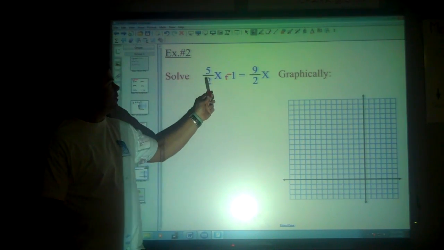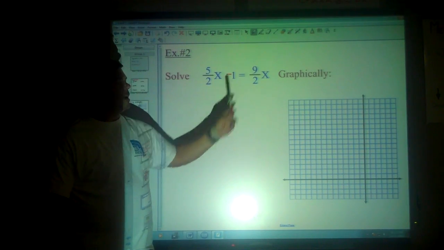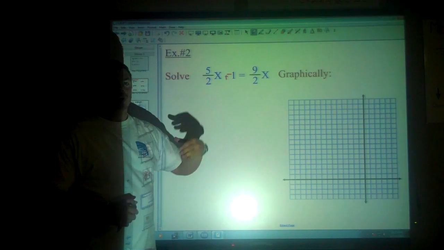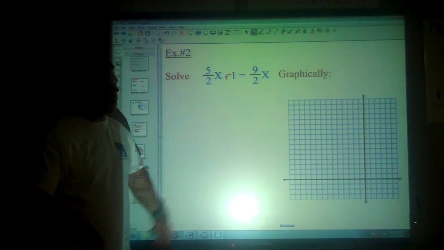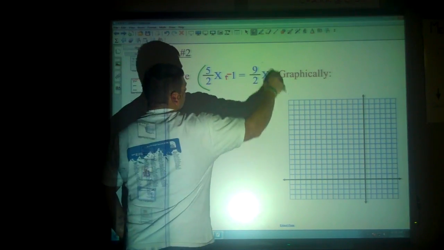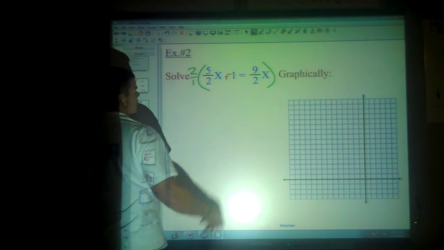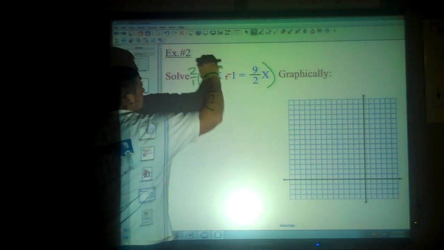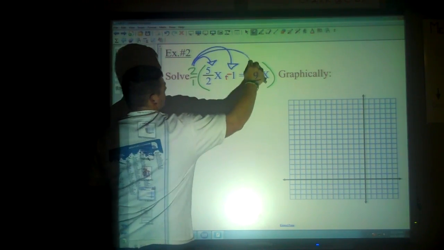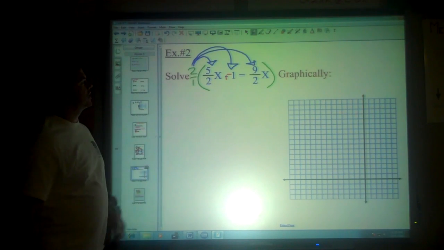Now, what's interesting is these both have 2's. Common denominator. If I want to get rid of a denominator, I'm going to multiply the entire equation by a common denominator. What's more common for 2 and 2 than 2? So I'm going to multiply this entire problem by 2. It's going to multiply here by 2, here by 2, and the other side by 2.